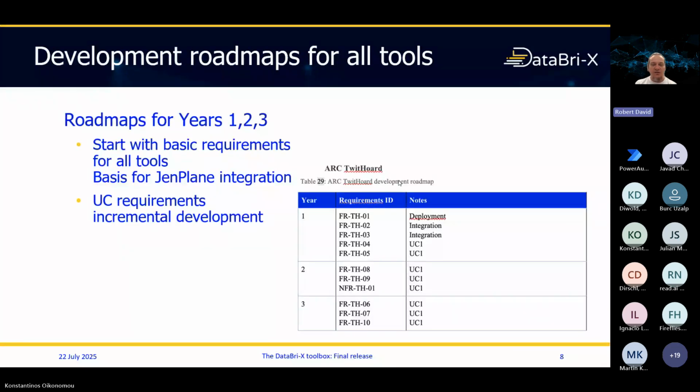Okay, so here we can see an example of a simple roadmap definition for one of the tools. We basically grouped these very detailed technical requirements into 3 groups for years 1, 2, and 3. We started, of course, with the common basic requirements that Champlin needs, because the most basic requirement is that the tool can be operated by Champlin and Argo. And then we did an incremental development of what the use case needed.